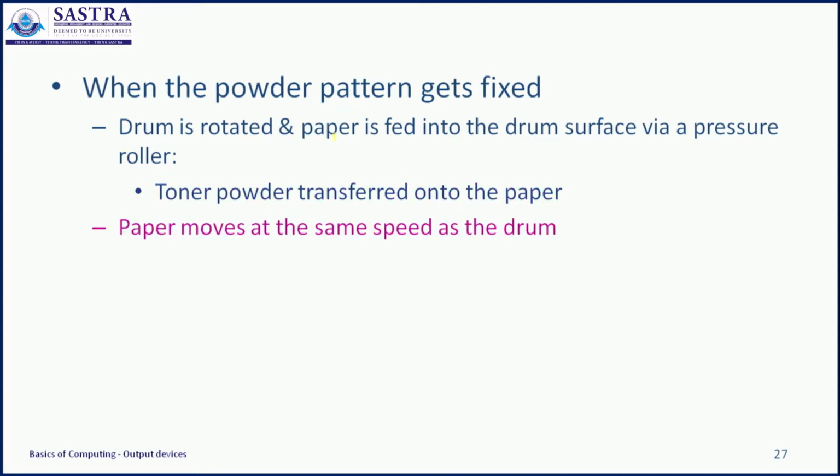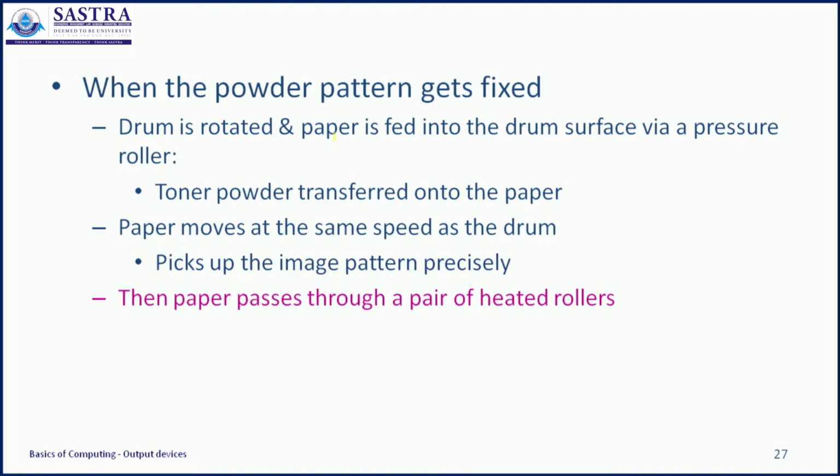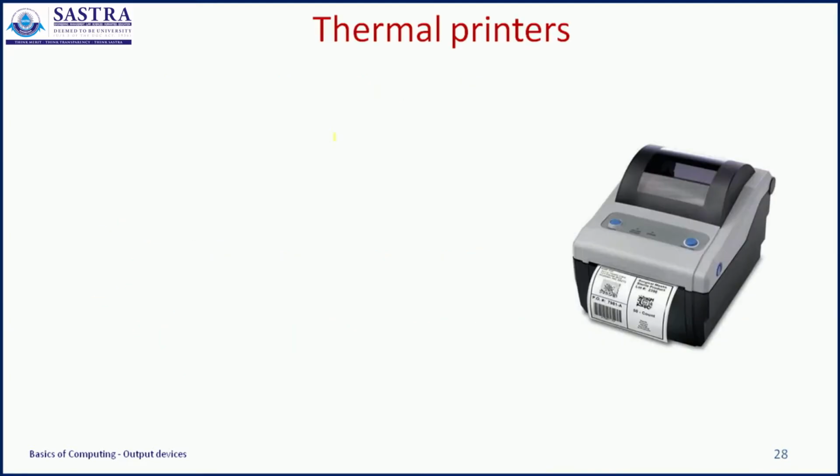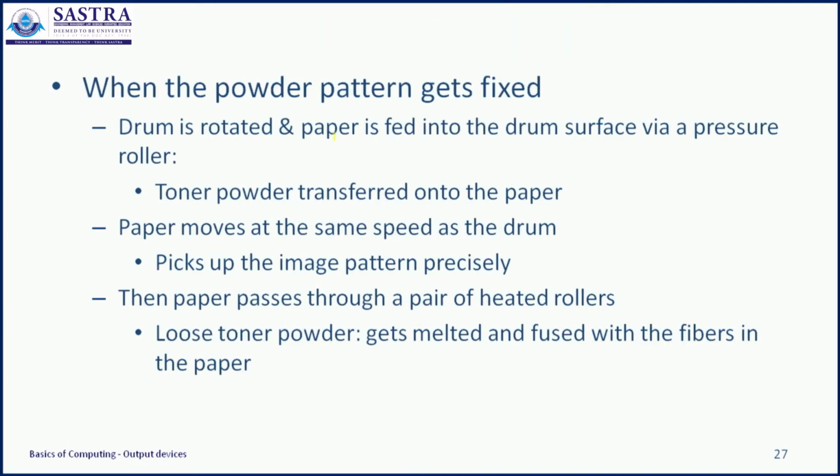The paper moves at the same speed as the drum. It picks up the image pattern precisely, and the paper passes through a pair of heated rollers, wherein the loose toner powder gets melted and fused with the fibers present in the paper. This is how the laser printer works.